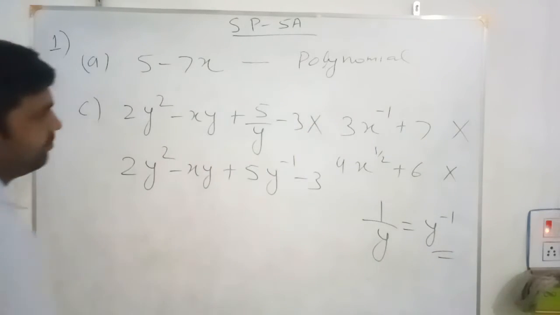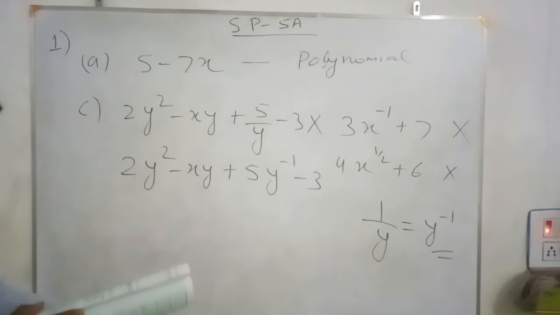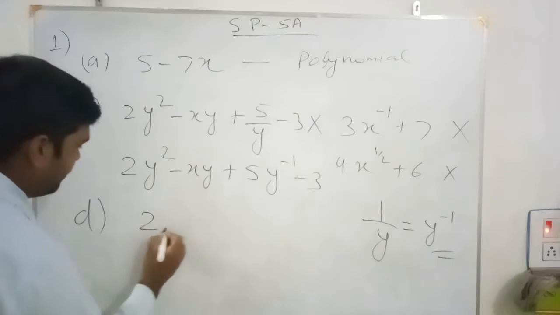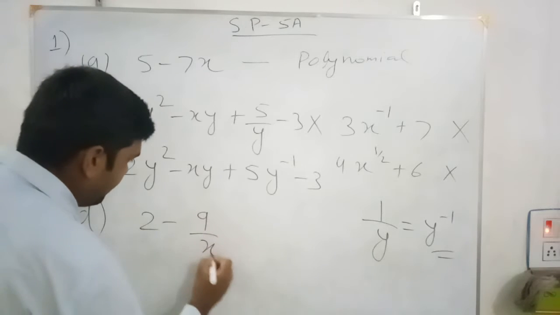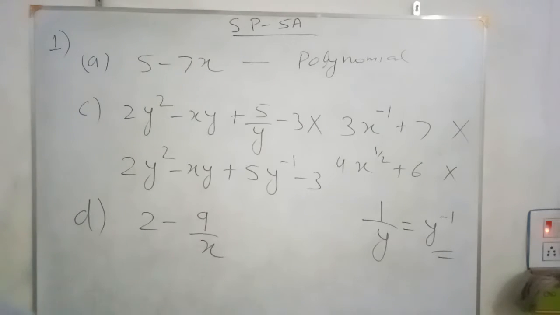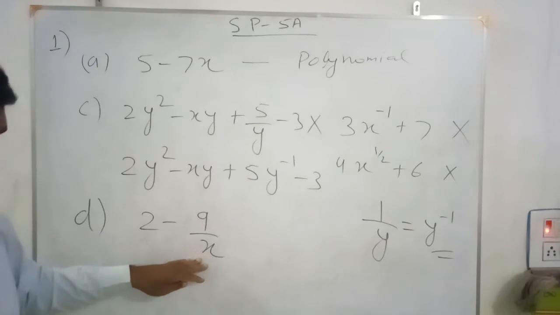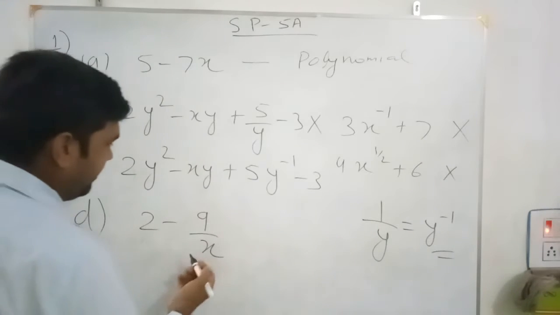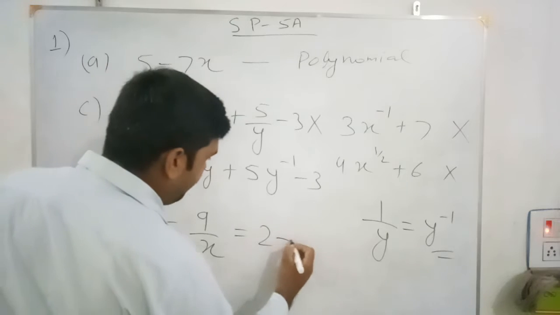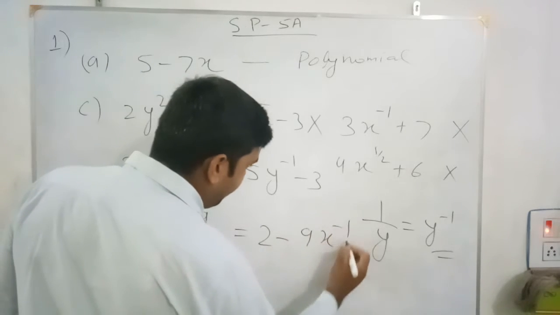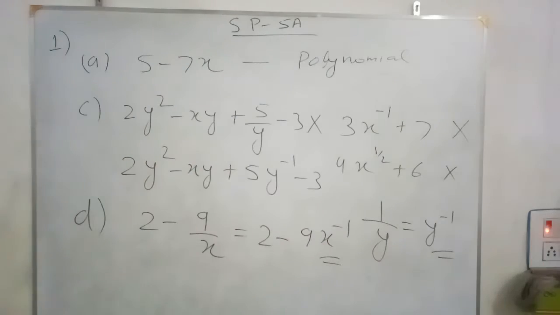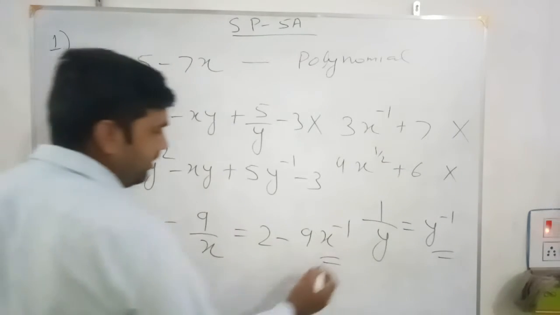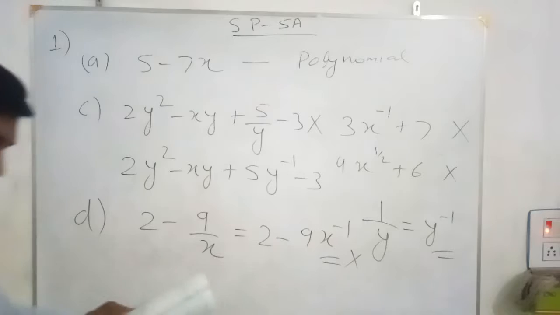Now D, 2 minus 9 by x. D is also not a polynomial. Here also the variable is in the denominator, so the degree of x is a negative integer. This can be written as 2 minus 9 into x to the power minus 1. Since the degree of the variable x is minus 1, a negative integer, D is also not a polynomial.